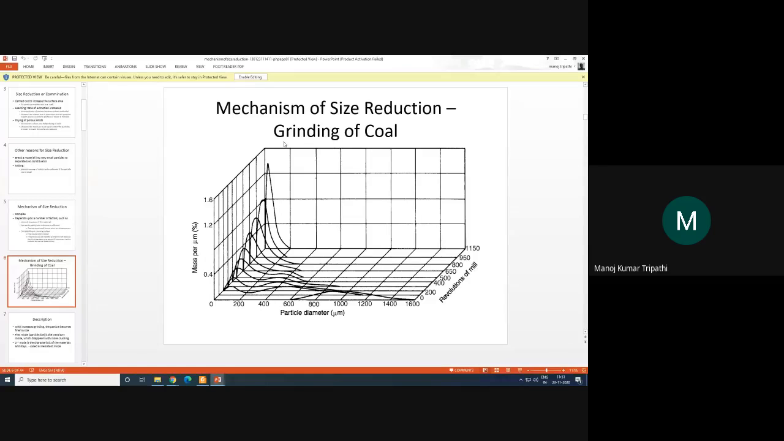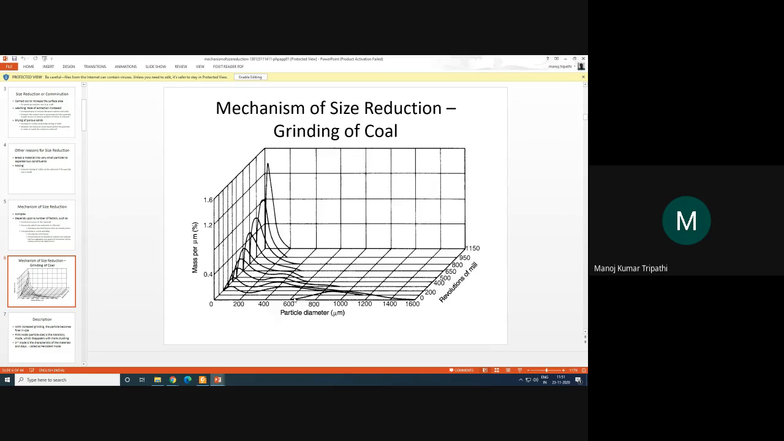This is for grinding of coal. The plot here shows particle diameter on the x-axis in micrometers. These are revolutions of hammer mill or ball mill. This is from a particular kind of mill, and this is mass per micrometer, which is shown here, against the particle diameter.